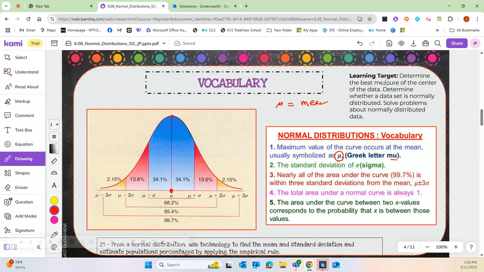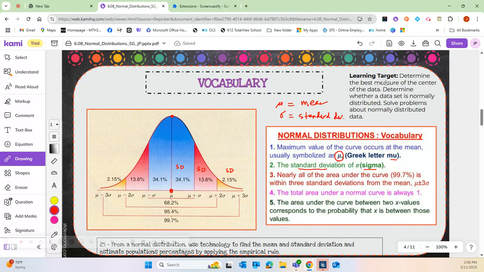The standard deviation, this will be 1 standard deviation, this will be 2 standard deviations, this will be 3 standard deviations. They use the symbol sigma, and that will stand for standard deviations.